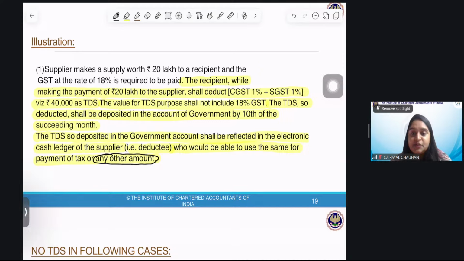It is exclusive. Tell me, is it a minor head? Yes, it is a minor head, whereas for the payment of tax it is a major head. Right? Everyone got it? Shall we proceed further?